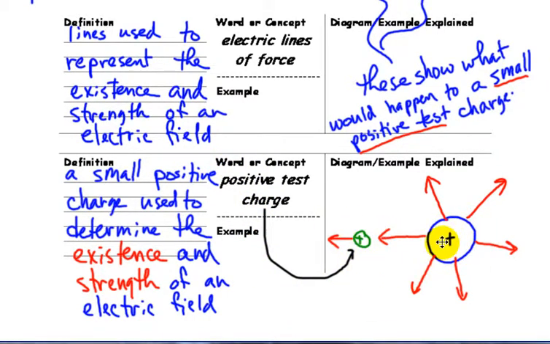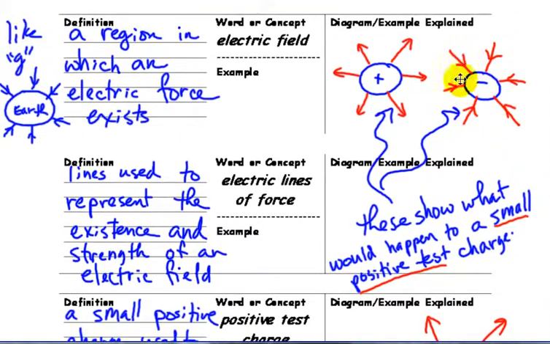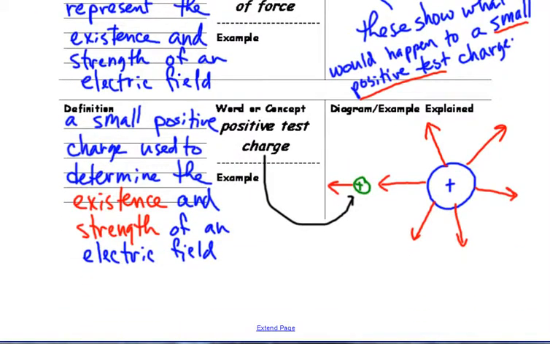If it's a positive object, field lines go away from the object, because what would happen to a positive test charge? It would be repelled. Whereas with a negatively charged object, a positive test charge would be attracted to it, so those field lines go towards the negative object.